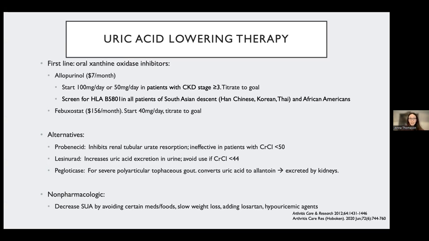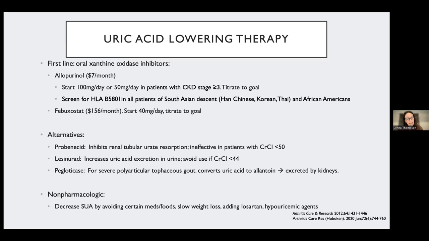Also, importantly, in patients in whom you would like to start allopurinol, if that patient is of South Asian descent, if they're Han Chinese, Korean, or Thai, or if they are an African-American patient, you should screen for HLA B5801 in those patients. This genetic allele is associated with adverse effects from allopurinol. So if your patient has that allele, then you should not use allopurinol.